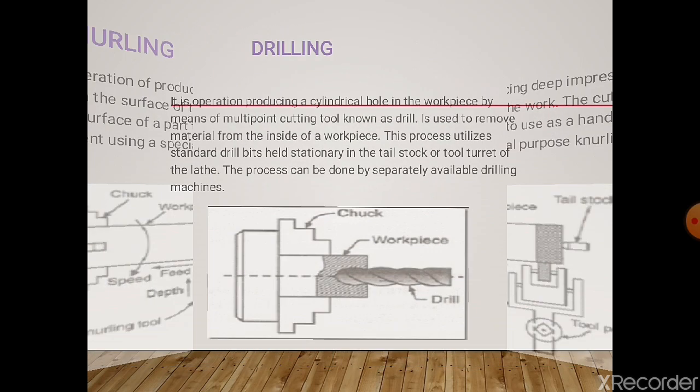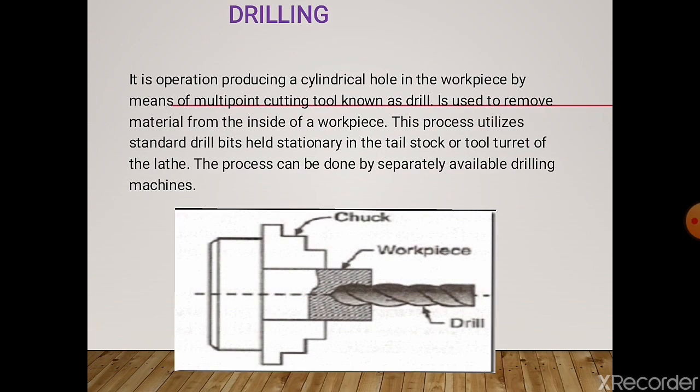Next is the drilling operation. It is the operation of producing a cylindrical hole in the workpiece by means of a multi-point cutting tool known as a drill, used to remove material from the inside of a workpiece. This process utilizes standard drill bits held stationary in the tailstock or tool turret of the lathe. This process can also be done by a separately available drilling machine.